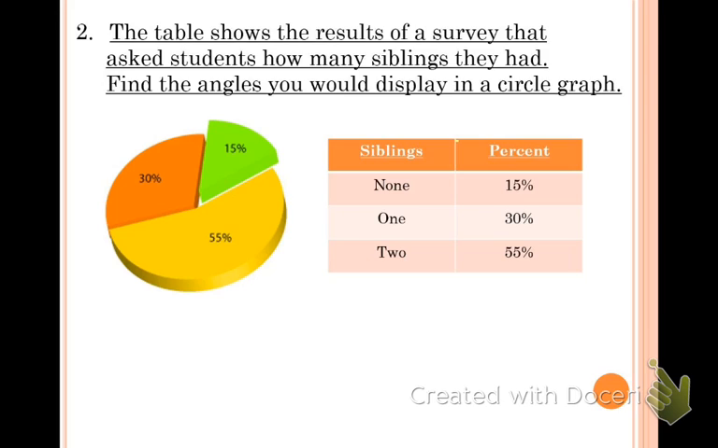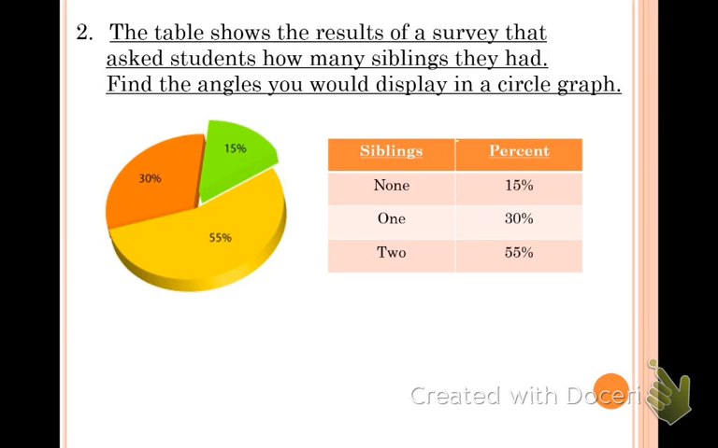For example number 2, we have a table here that shows the result of a survey that asked the students how many siblings they had. So I want us to see for our class: how many of you have no siblings whatsoever? All right, nobody. How many of you have only one sibling? Okay, a good amount. How many of you have 2 siblings? How many of you would say you're not on this chart because you have 3 or more siblings? All right, very nice. This is just the results of a survey that these people had taken.